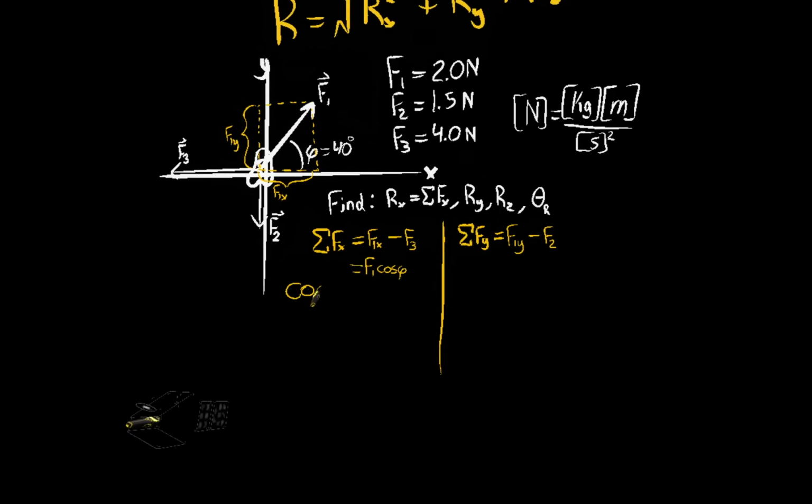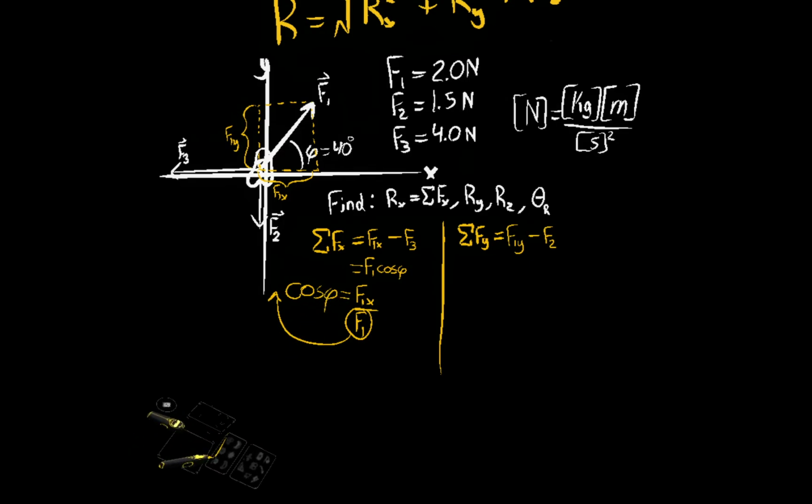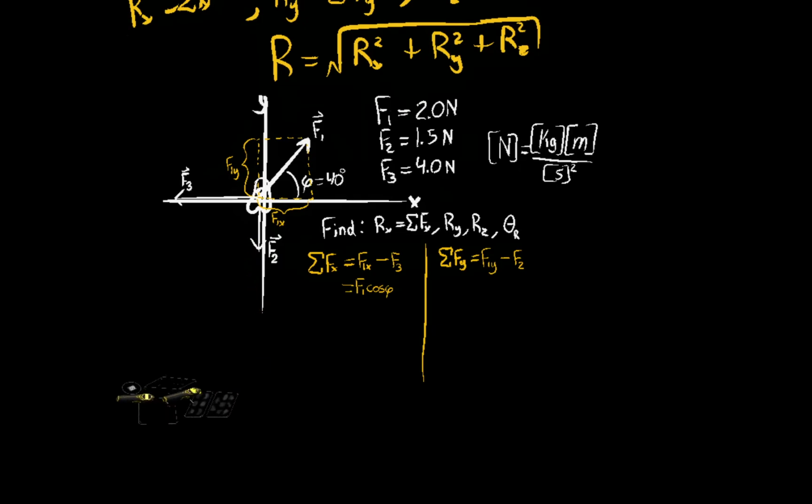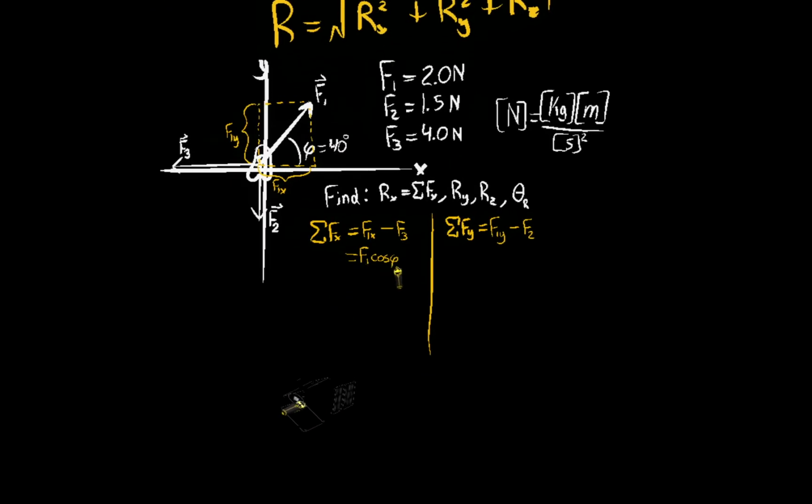But cosine phi is equal to f1x over, so adjacent over hypotenuse, over f1. And so then if you just bring this guy on over, then you have f1x. And so we've substituted f1x. But you really don't want to have to go through all those steps every single time you come up with the x and y component of a vector. You want to just think of cosine as x and sine as y, and just kind of have this in your mind. And then that's minus f3.